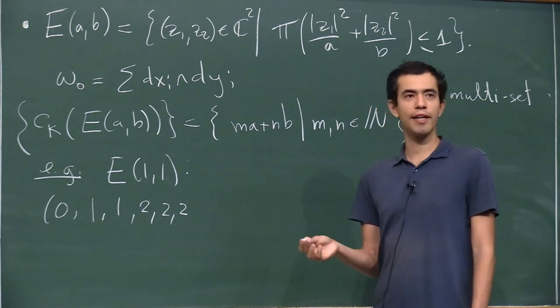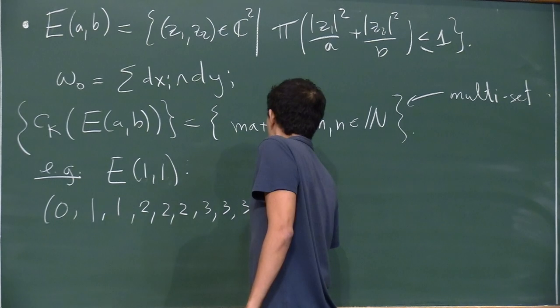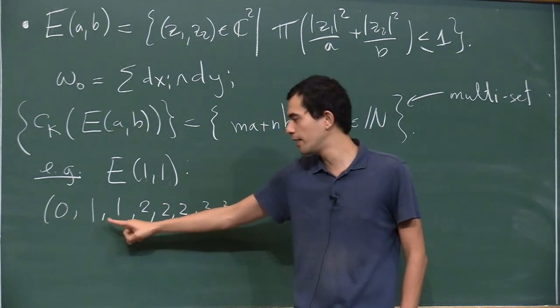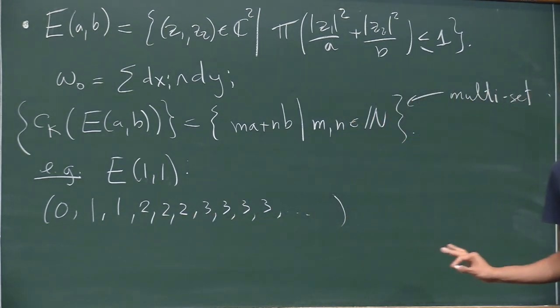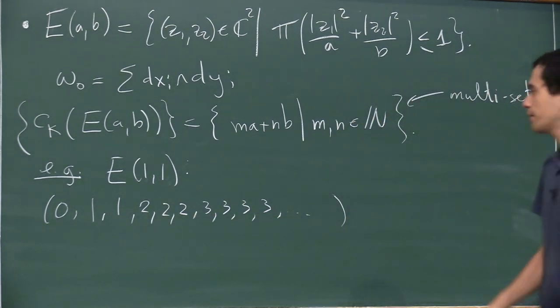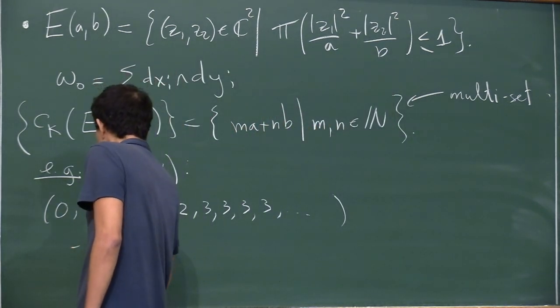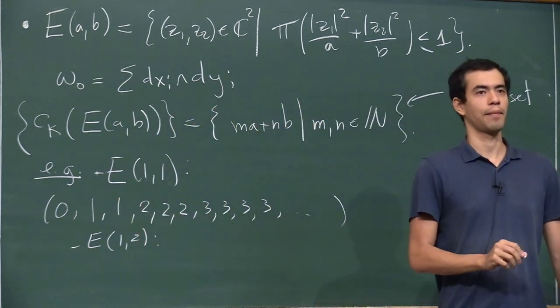I can have 3 in 4 different ways, and so on. So this is C0, this is C1, C2, C3, C4, etc. Okay, so this is how I build my sequence. Another example is, I guess we can do E12, just so you can see how the combinatorics goes.